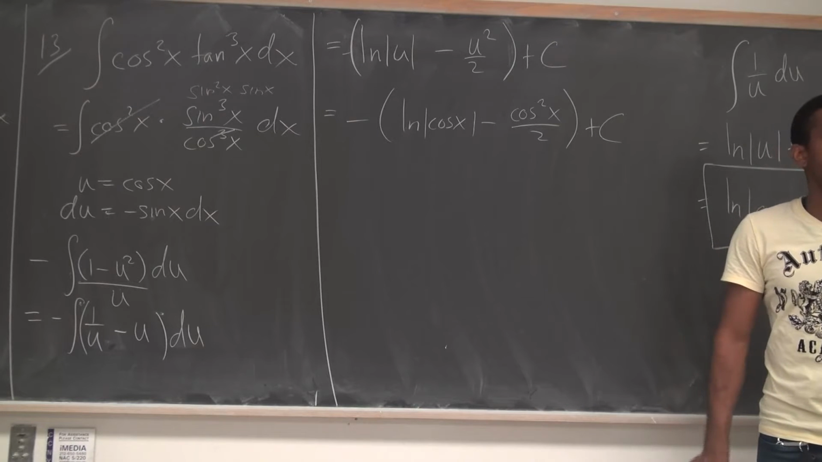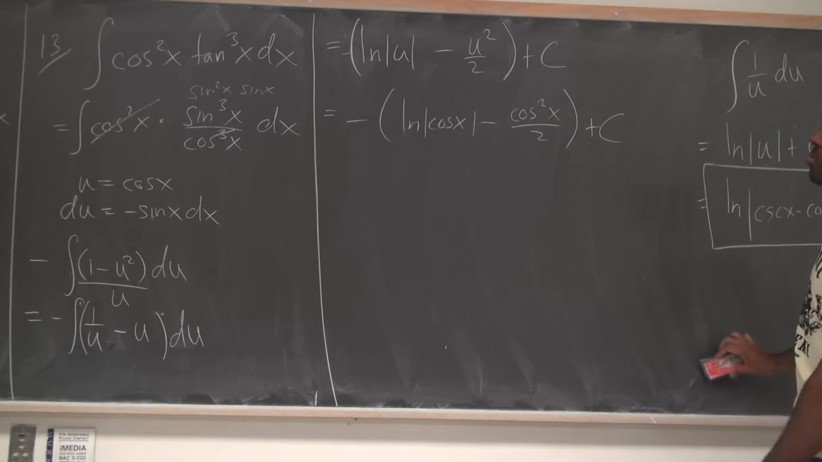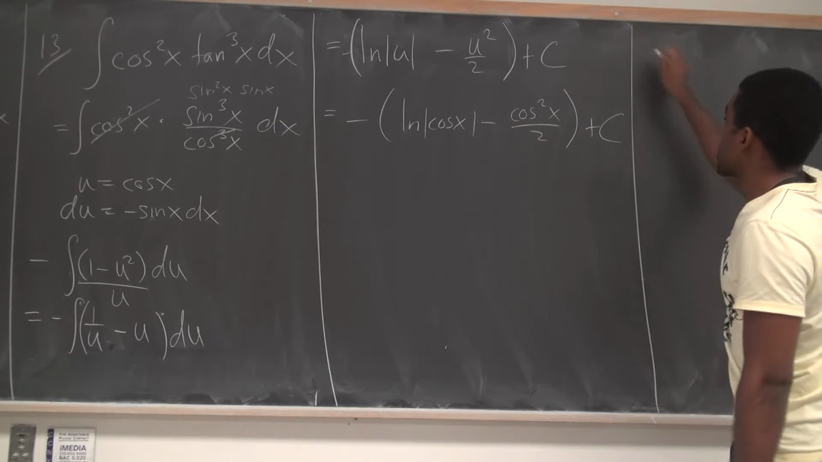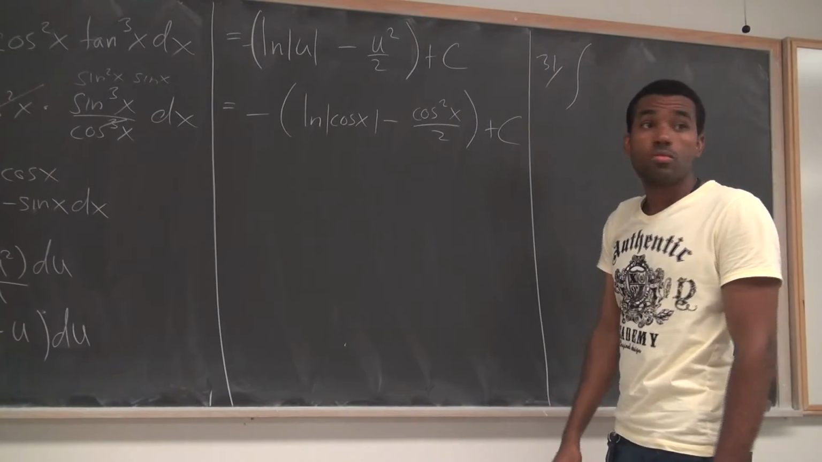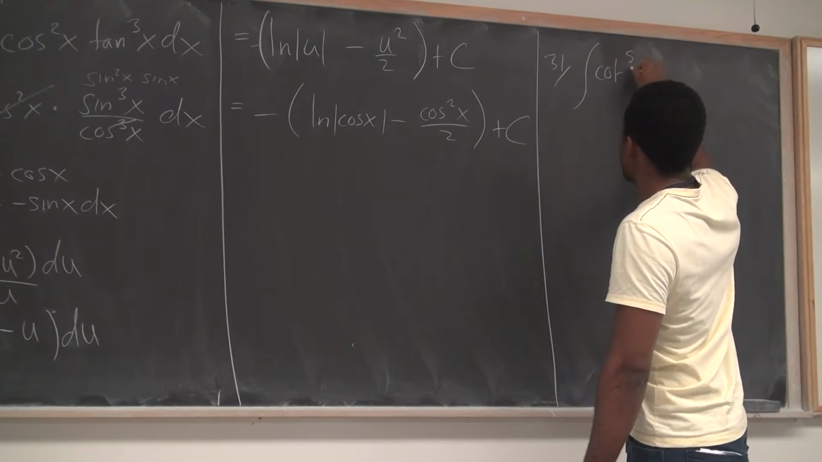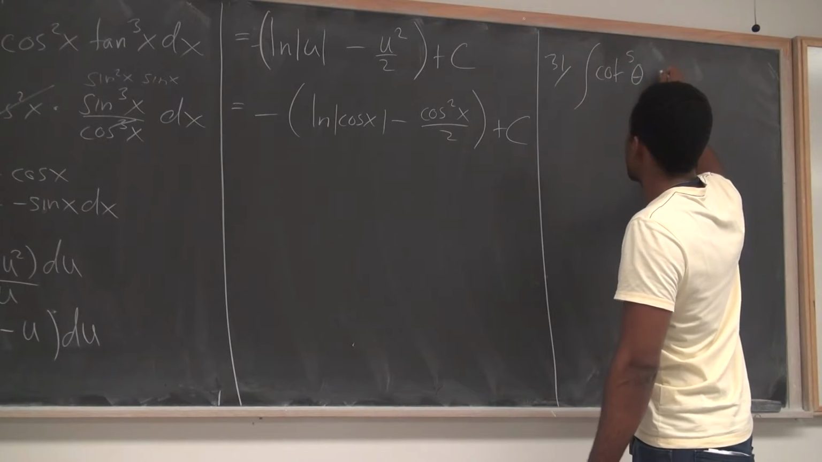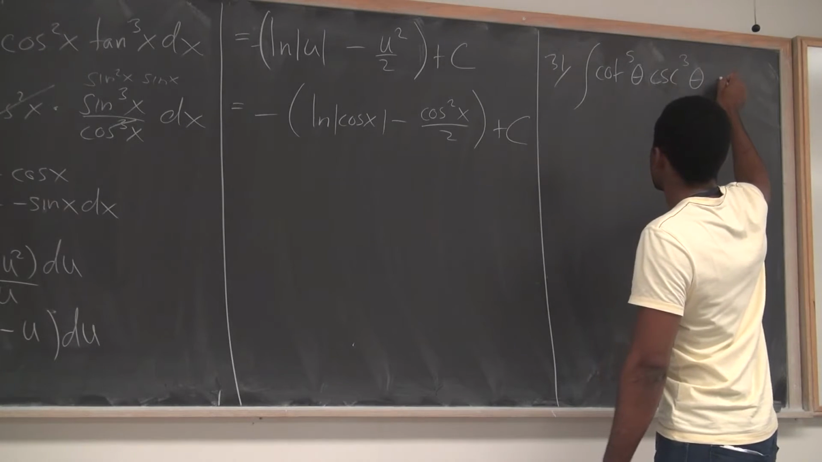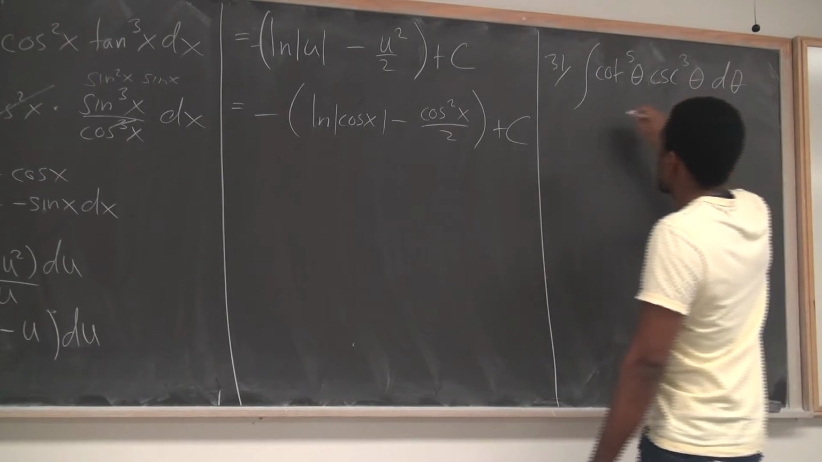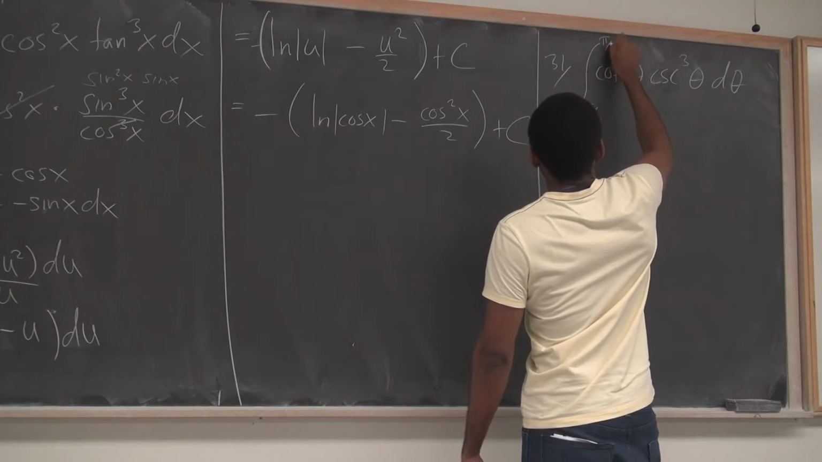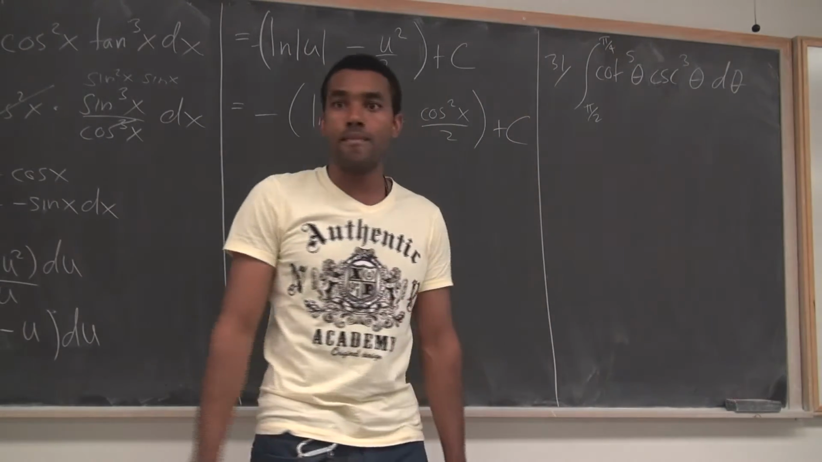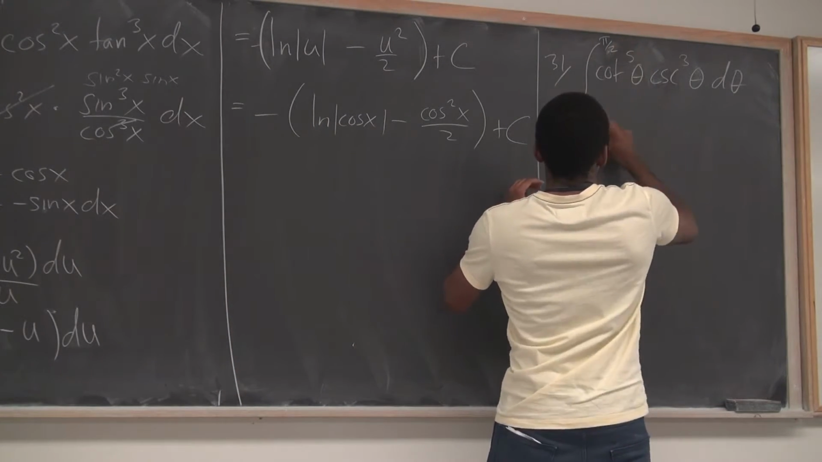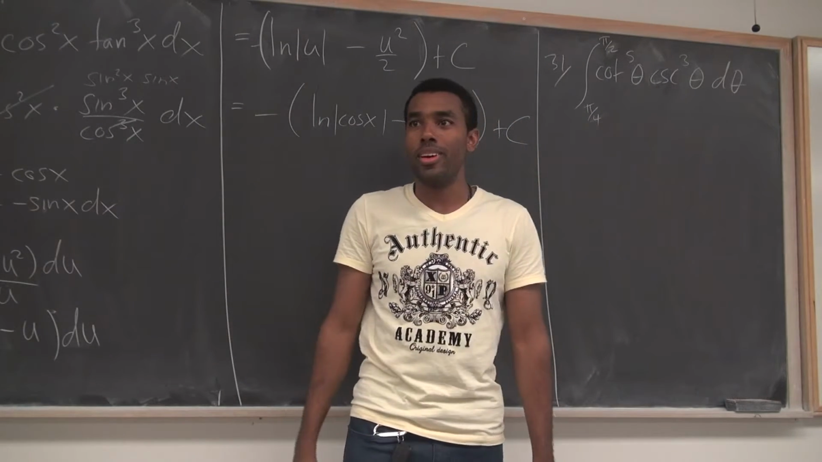Other questions? Probably have time for a couple more. 31. The integral of cosine fifth theta, cotangent fifth power theta, cosecant cubed theta, and it's from pi over 4 to pi over 2. All right, how do we do that one? Who did that one?